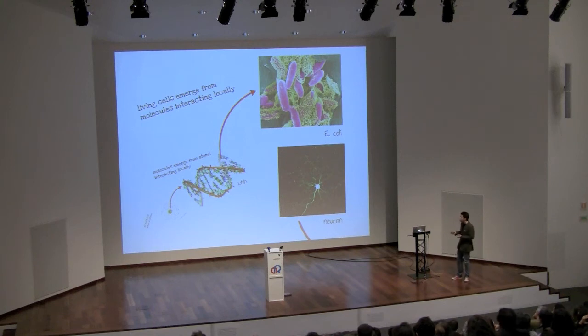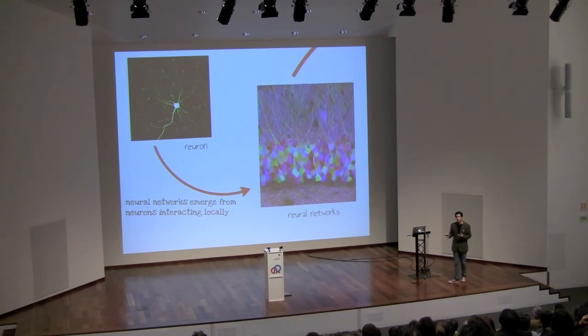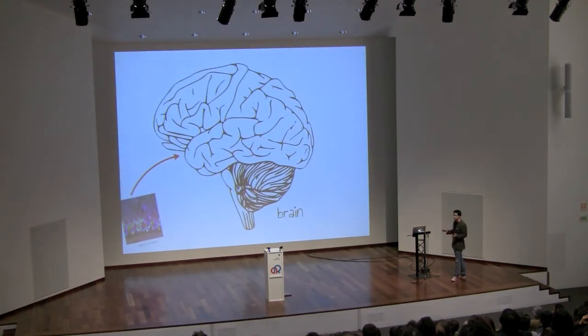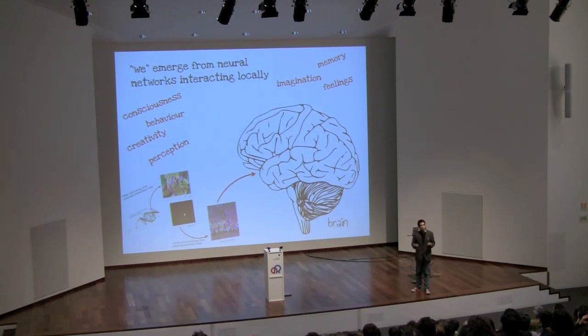And here we see a neuron, which, as Tiago explained to you during the first event, is a very special cell. And these neurons, when they interact with other neurons, form these neural networks. And basically, our brain is just a very complex ensemble of neural networks. And what emerges from the brain is basically who we are. So our consciousness, our perceptions, our memories, our feelings, even our imagination and creativity, these are all consequences of these networks of neurons interacting. And this is very, very amazing to me. And this is why I decided to study neuroscience.